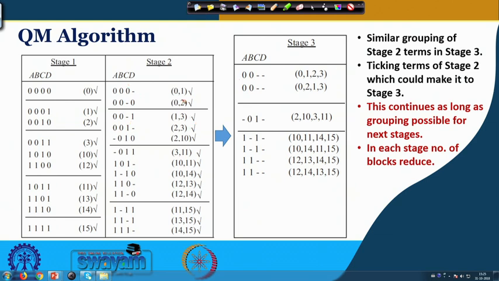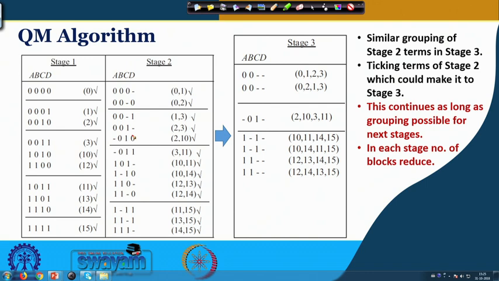Next, 0 2 and 1 3 can be combined, right. Similarly, if we examine 0 1 and 2 10, whether they can be combined or not, we see that they are differing in many places. 0 dash is differing, 0 0 is not differing, 0 1 is differing and dash 0 is differing. So, in 3 places it is differing. So, they cannot be combined.